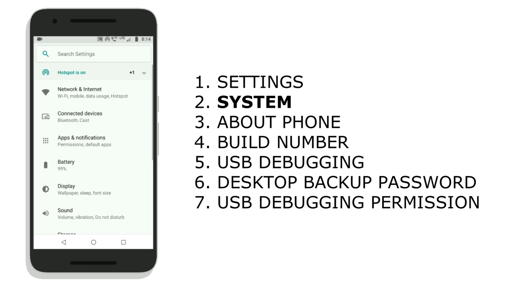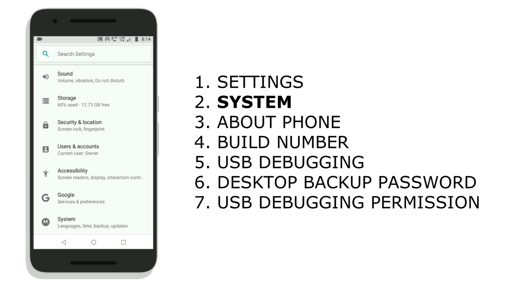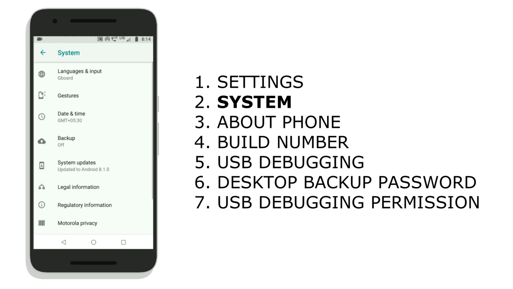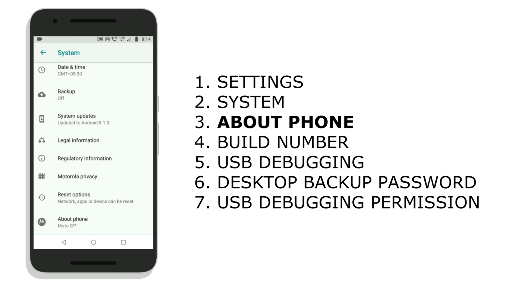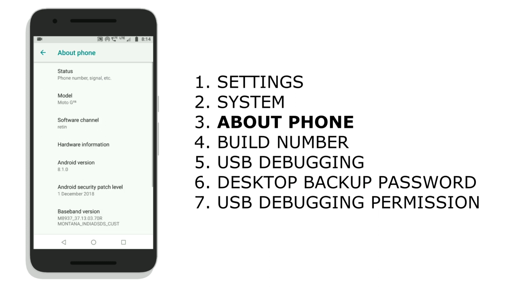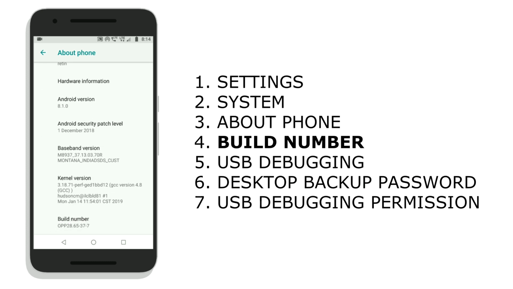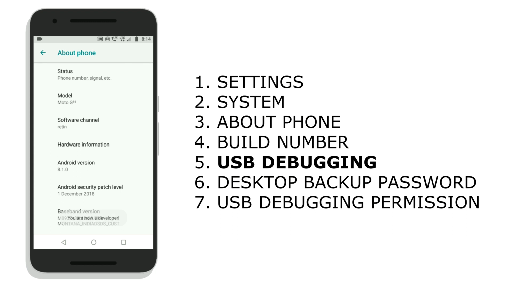Now go to the settings of your Android phone, then scroll till the last and click System. Then click the last option, that is About Phone. There you will find the build number. Click on it 7 times. This will enable the secret menu called developer option. Inside the developer option, enable USB debugging.